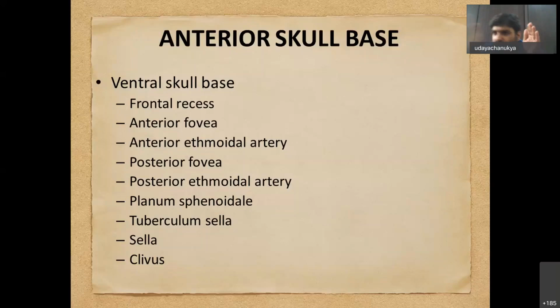Remember it like that. Once you cross the posterior ethmoid artery, most often the landmark you see is the anterior face of the sphenoid, and there the planum sphenoidale starts. Once it goes into the sphenoid sinus, the planum slopes downwards and lands onto the sella. But before the sella there is the tuberculum sellae, followed by the sella, and below it is the fossa, which is the clivus. So, to revise: frontal recess, anterior fovea, anterior ethmoid artery, posterior fovea, posterior ethmoid artery, planum sphenoidale, tuberculum sellae, sella, clivus. Okay.